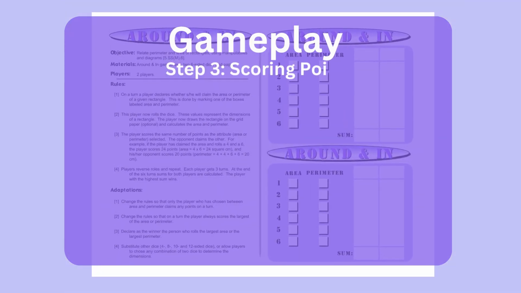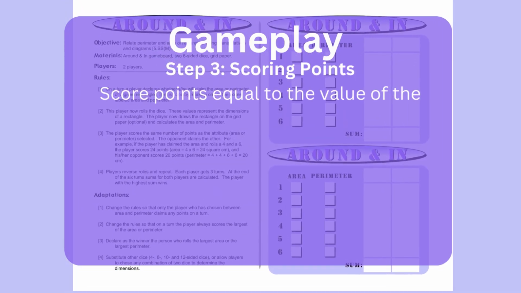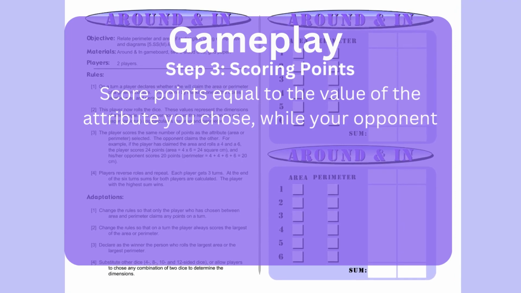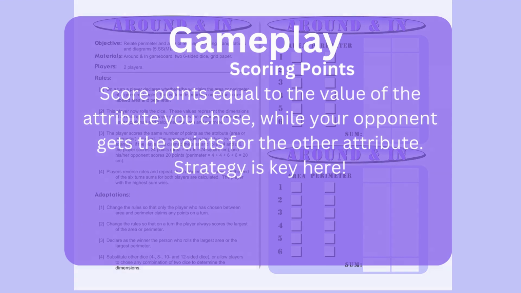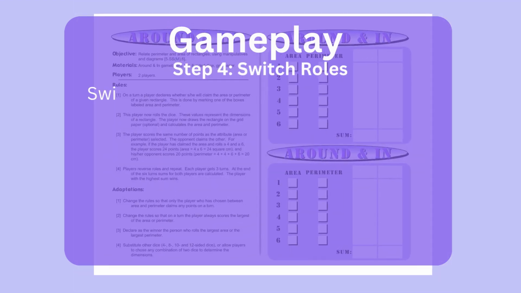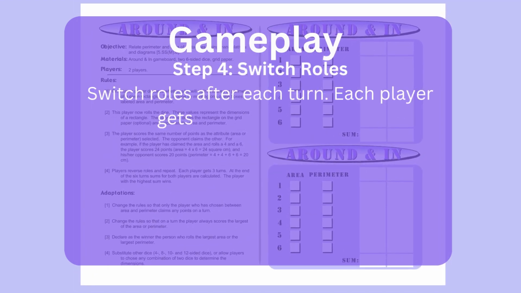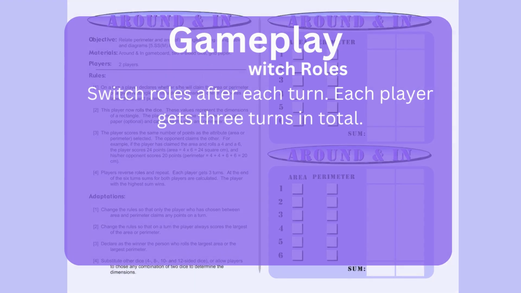Step 3, scoring points. Score points equal to the value of the attribute you chose, while your opponent gets the points for the other attribute. Strategy is key here. Step 4, switch rolls. Switch rolls after each turn. Each player gets 3 turns in total.